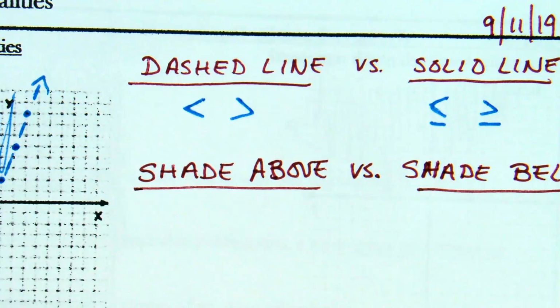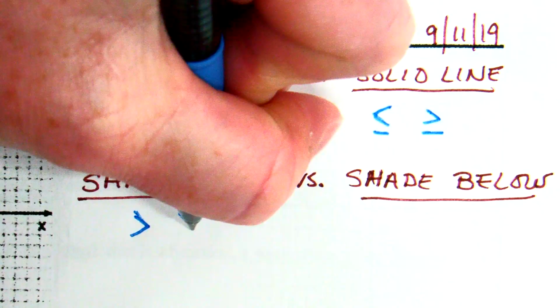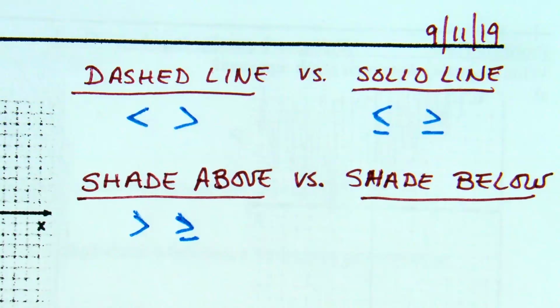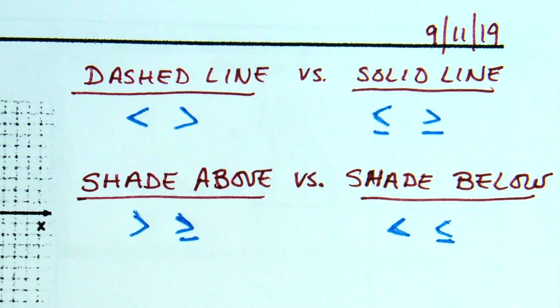So what kind of signs tell me to shade above? Okay, anything that involves greater than. So greater than or equal to. So what kind of signs tell me to shade below? Less than or equal to. Does that help? You got everything condensed, right? Yeah. I mean, if you think about it, it makes sense. Above is greater than, below is less than. Dashed lines are not equal to, solid lines are equal to. That's the generalized version.